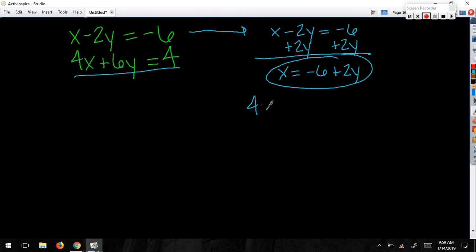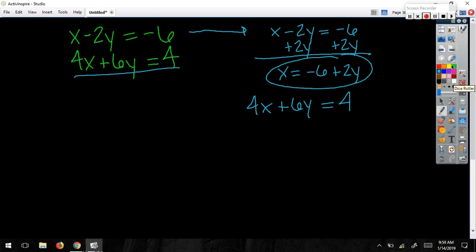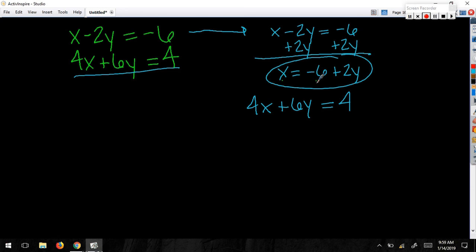The second equation is 4x plus 6y equals 4. And instead of x, what am I going to put in its place? What does x equal? This is going to go in the place of x. The x is going to go away.